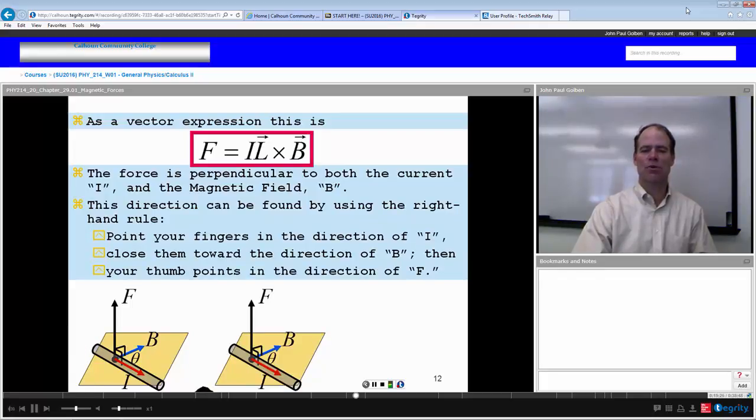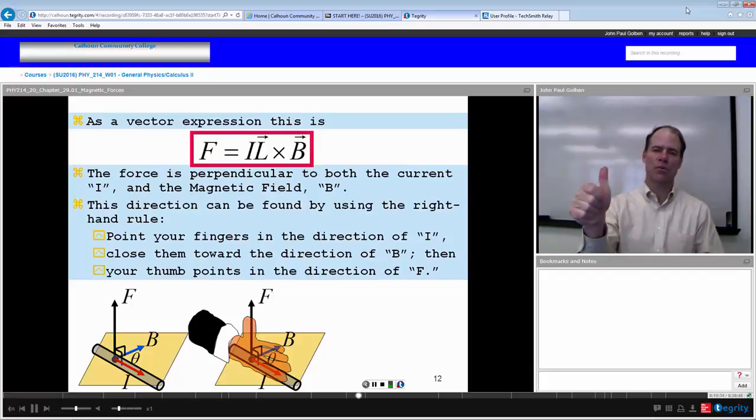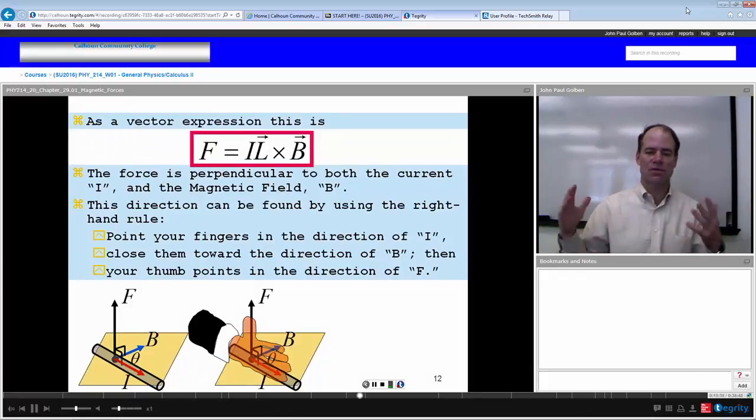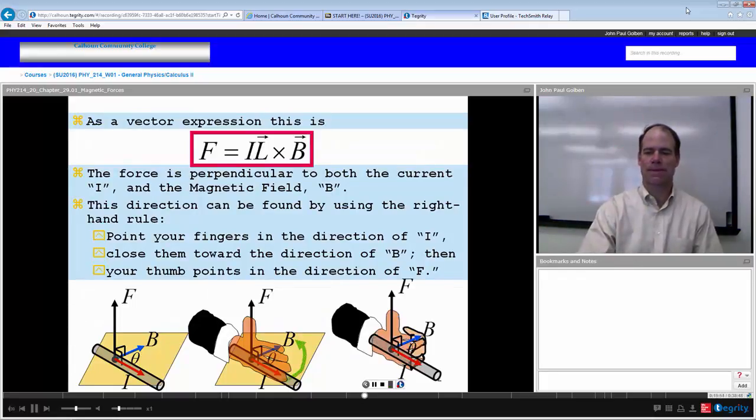If you were to point your fingers in the direction of the current, close your hand in the direction of the magnetic field, your thumb will point in the direction of the force on the wire. In this case, we have a definite direction for the current, so this will always be the force. We're not going to be thinking of positive or negative current. We choose the current direction and do IL cross B, and we have the force.